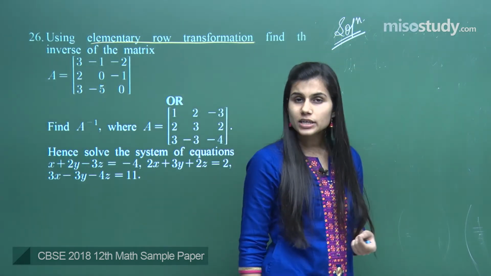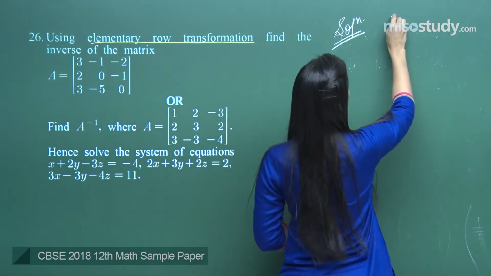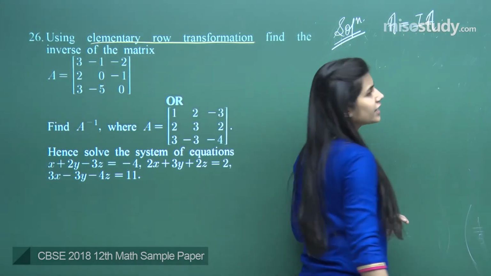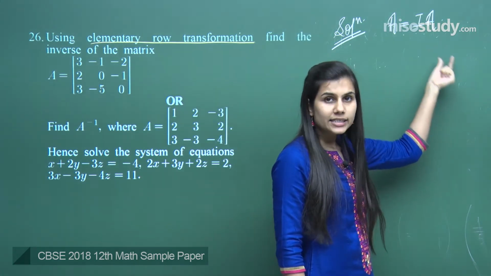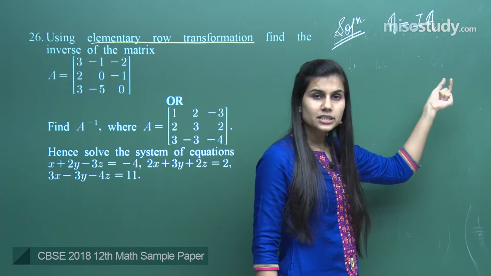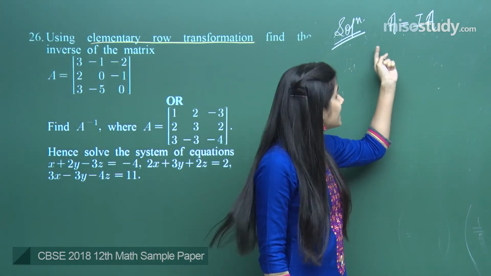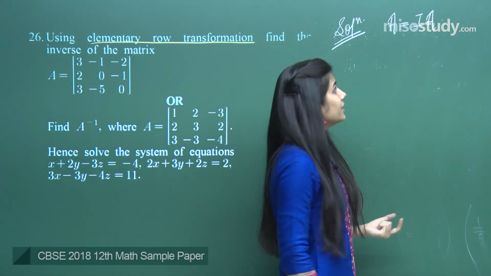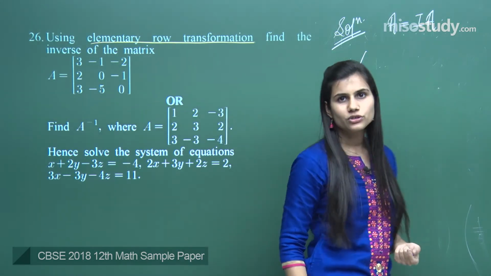What you do is, the first step to apply elementary row transformation is to consider this equation. This is true: any matrix is equal to identity times itself, right? Because on taking the product with the identity matrix, the matrix A is not changed, it remains the same. Next, you copy down the matrix A.